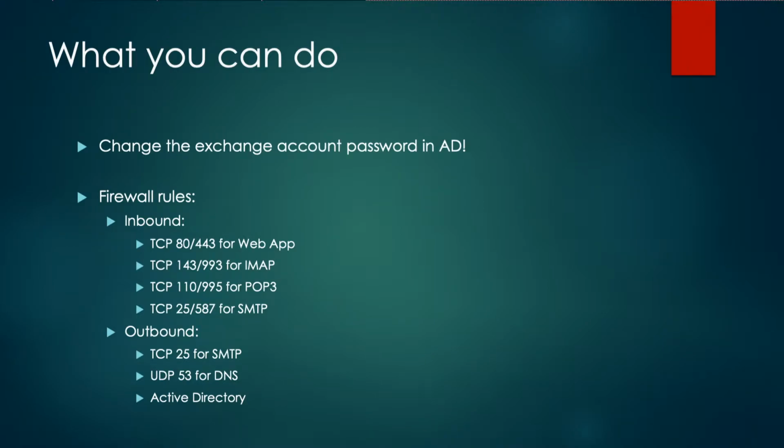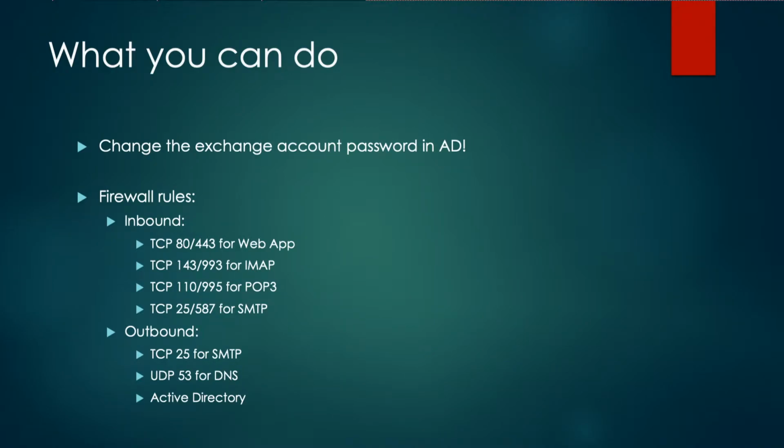So with that, the next thing you're going to want to do are some firewall rules. So inbound, depending on your situation, you might not want some of these. If you're going to be using the Outlook Web App that you can get with client access roles with Exchange, you're going to need 80 and 443 for web access. You're going to need 143 and 993 for IMAP, 110 and 995 for POP3, and then 25 and 587 for SMTP.